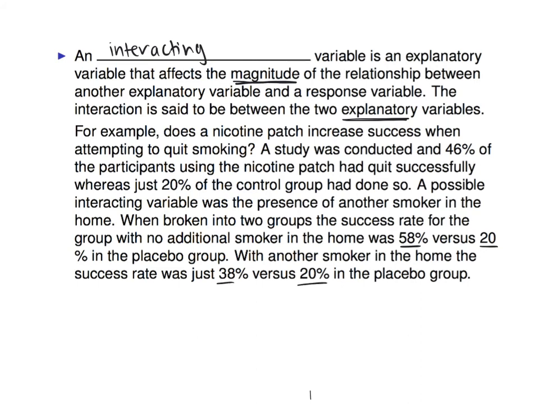And you see how when you separate out the other explanatory variable, which is smoker in the house, the 46%, the magnitude or the size is different in those two groups. And let's talk briefly about why this is not different than a confounding variable.